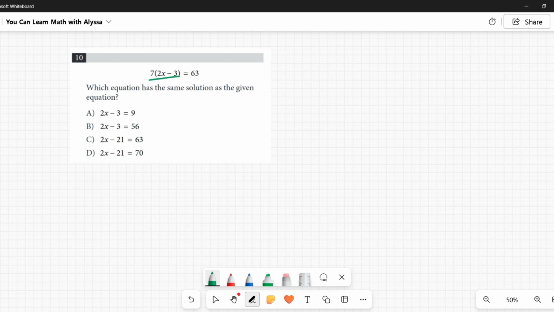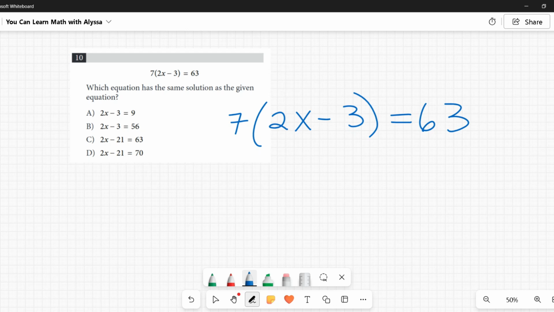Look at this original. It says 7 times 2x minus 3 equals 63. And then look over at all my answers. I have 2 that have 2x minus 3 in them, and 2 that have 2x minus 21 in them. So that gets me thinking: how could I get from this to 2x minus 3 or 2x minus 21 equals something? How could I get this, and is it going to match up with one of these?